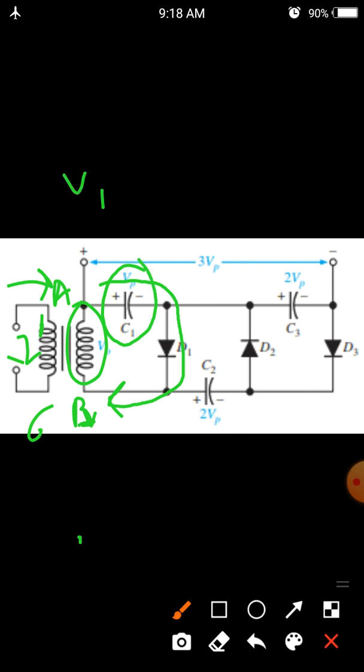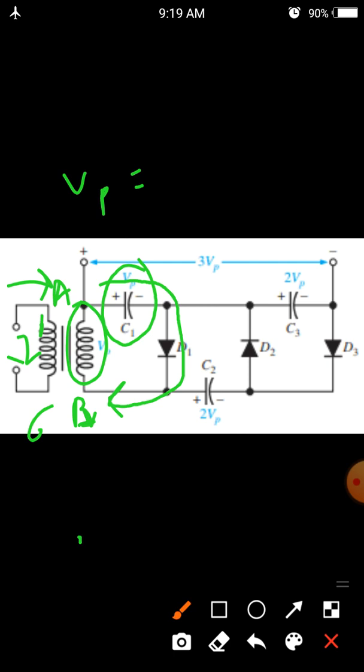Vp is the voltage at the secondary side. Sorry, it is not just a symbol. Vp is the voltage we have at the point between the junctions A and B. So in this first half cycle, our capacitor C1 is totally charged with potential Vp.